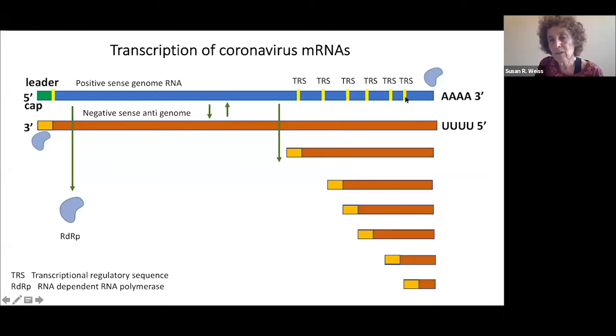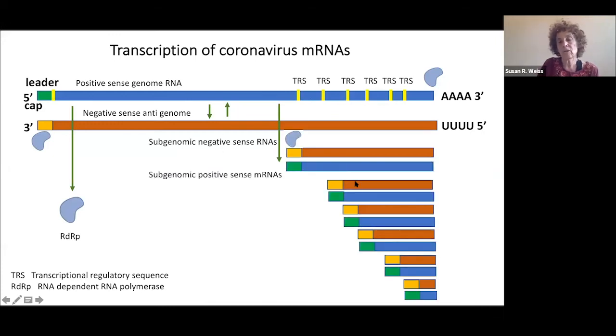And in some cases, it'll transcribe up till this TRS and then make this RNA, et cetera, so that a set of subgenomic minus strand RNAs is synthesized, all with a leader sequence or anti-leader sequence on their 3' end. These are then copied back. These are subgenomic negative sense RNAs. They're copied back into positive sense messenger RNAs, all with the same leader sequence.